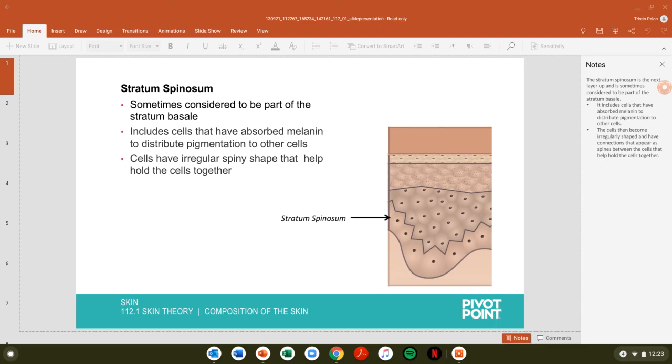All right, so then the stratum spinosum. So moving up, this is the next layer, and it's sometimes considered to be part of the stratum basal layer. But it includes cells that have absorbed melanin to distribute pigmentation to other cells. The cells then become different shapes, and this is why they have the appearance of like spines between the cells. So through here, they become different shapes, and they get spiny, or spinosum layer. That just helps hold the cells together.